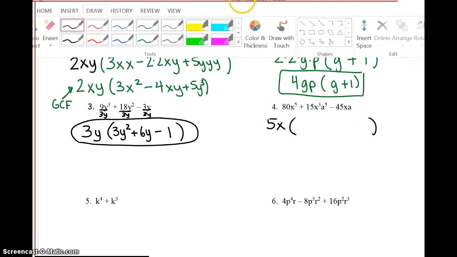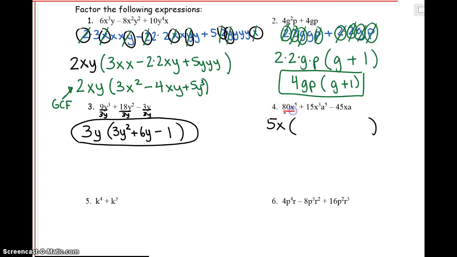Alright, I'm going to divide each one by 5x. I usually do this in my head, but I'm just showing you to see what I'm going to get. So let's simplify. 80 divided by 5 goes in there 16 times. And then we're left with x to the 4th because one of the x's is out. Plus, 15 divided by 5 is 3. And we're left with 2 x's because one of the x's is out and all the a's are still in. Minus 45 divided by 5 is 9. And the x's are gone and just an a.